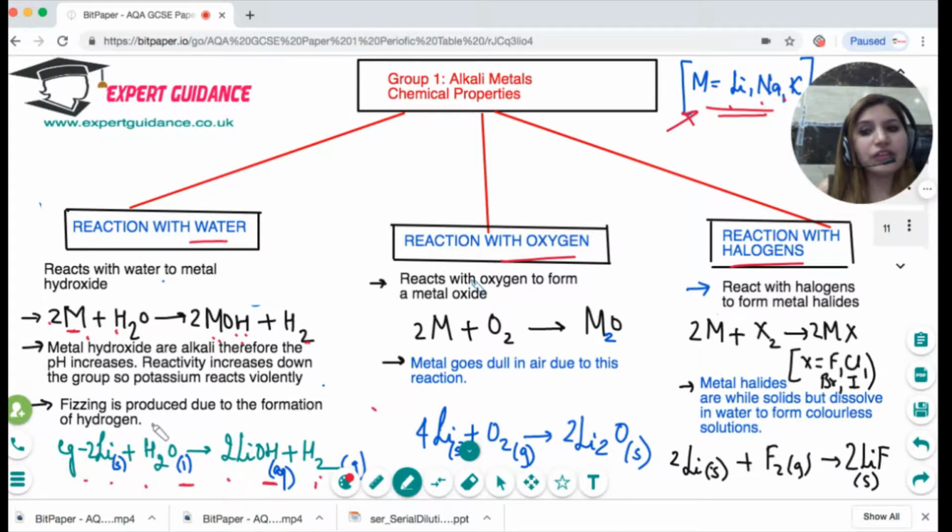And remember, the reactivity increases down the group. So potassium will react more violently as compared to lithium.